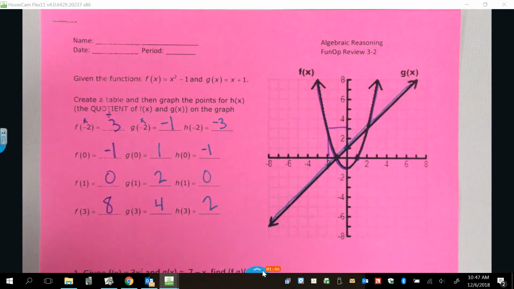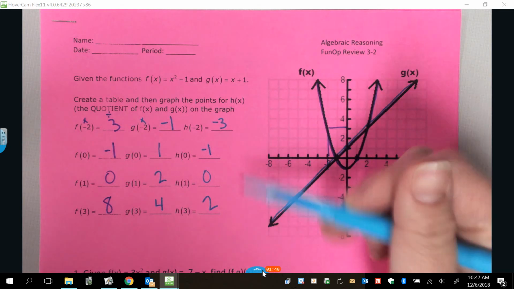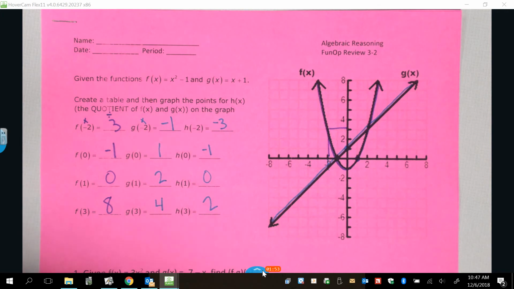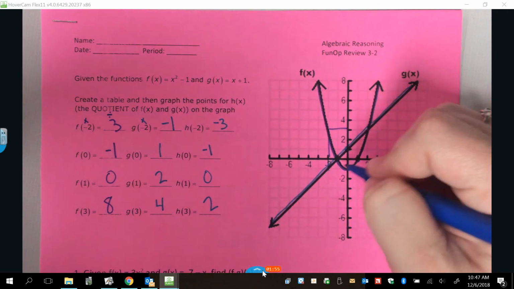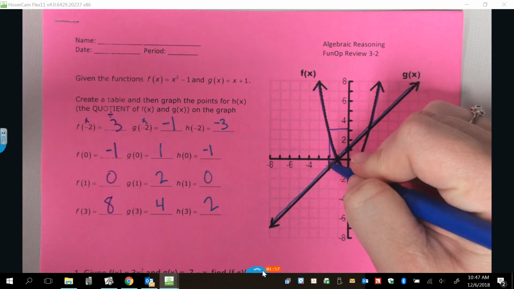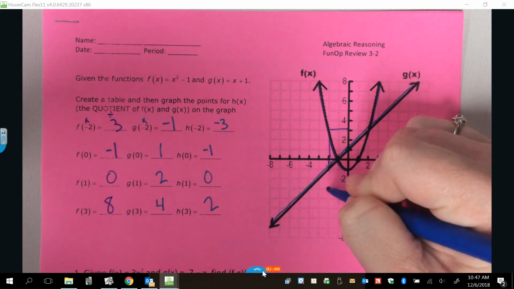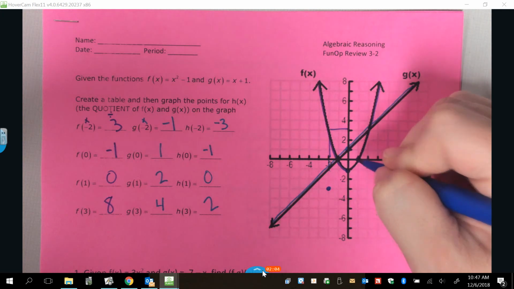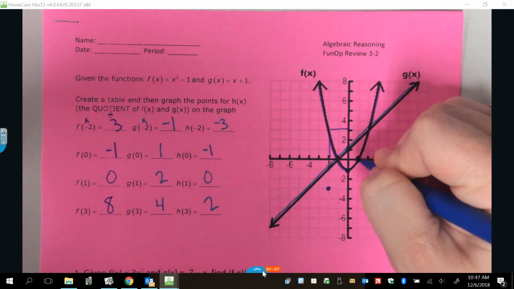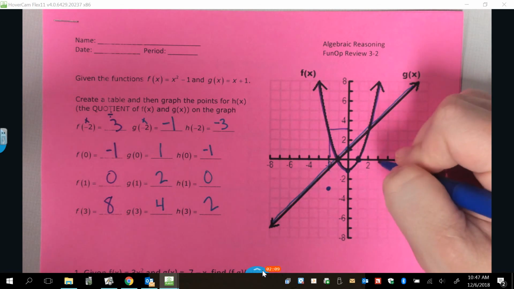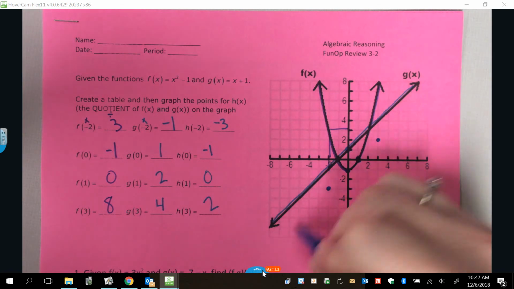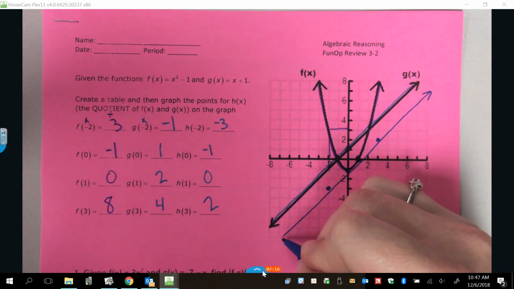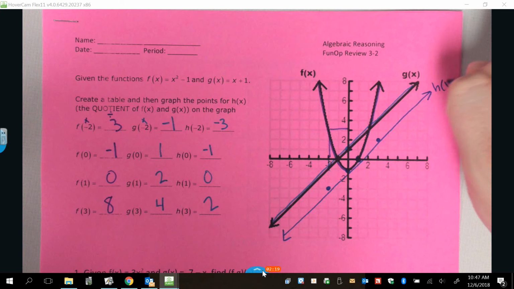Now, last but not least, it wants us to graph our h. Okay, so I'm going to pick one more color, and I'm going to graph it. So at x is negative 2, we're going to go down to negative 3. At 0, it's negative 1. At 1, it's 0. And at 3, it's 2. So if you notice, our line is just parallel to our other linear line. I know my line's not very good, and I'm going to label it h of x.